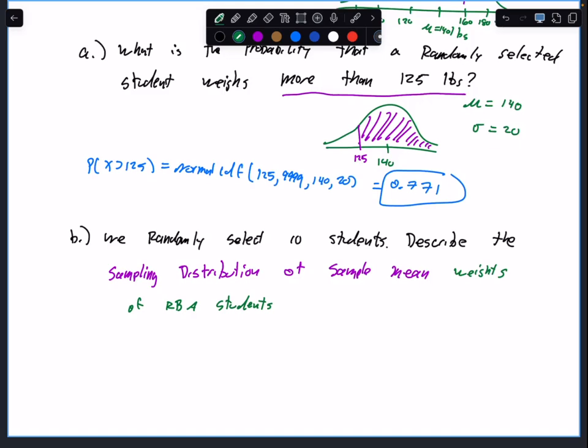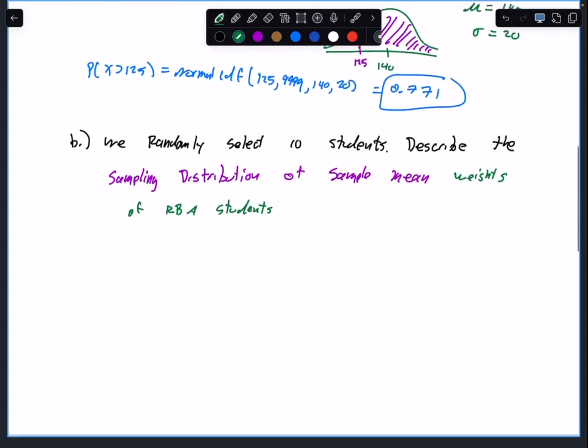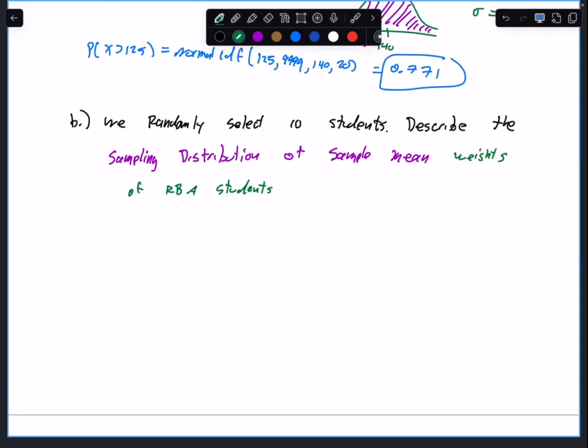So now we're talking about the mean weights of size 10, and that's important. What is the sampling distribution going to look like for this sample of 10? If I randomly select 10 students and I calculate the average weight of those 10 students, what is that going to look like? Well, whenever you see this question, describe the sampling distribution.